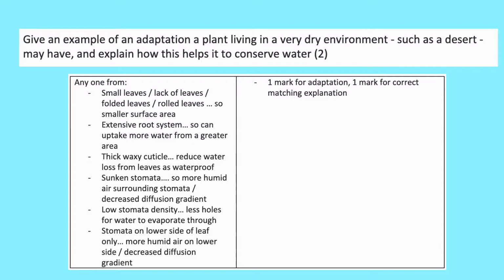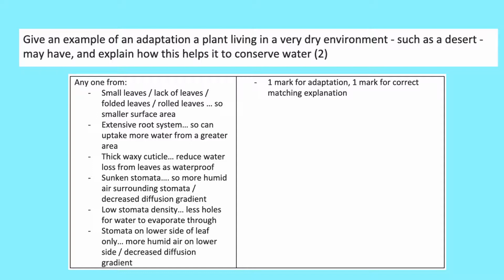So, you can say any one of the following. You can have small leaves, or lack of leaves, or folded leaves, or rolled leaves. All of these will reduce the surface area from which water can evaporate. An extensive root system, so that means the roots extend over a very large area, and that means that they can uptake water from a greater area of the soil. A thick waxy cuticle reduces water loss because it acts as a waterproof layer over the leaves.